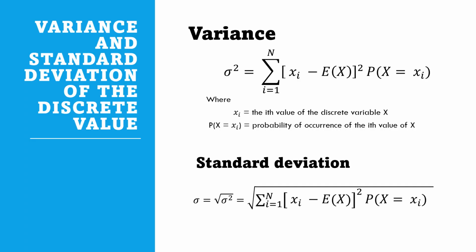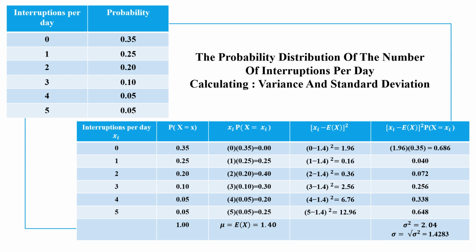Next is variance and standard deviation of the discrete variable. For variance, you use this formula, where xi is the ith value of the discrete variable x and P(xi) is the probability of occurrence of the ith value of x. Standard deviation is the square root of variance. So let's look at how. In the last slide, we calculated the expected value, which is 1.40, and now they're asking you to calculate the variance and standard deviation of the given data. In order to compute the variance of a probability distribution, what you need to do is multiply each possible squared difference by its corresponding probability and then sum the resulting products.